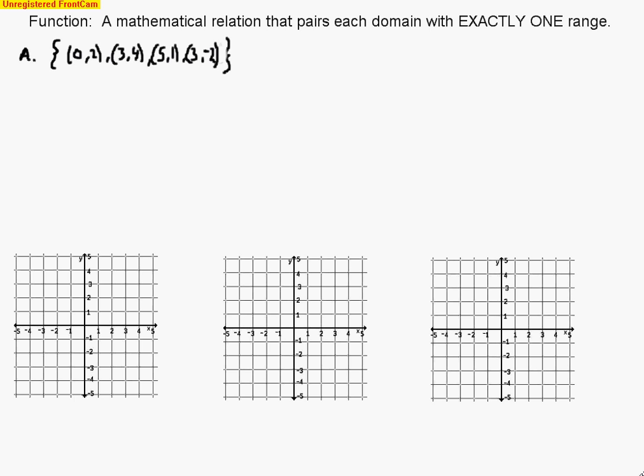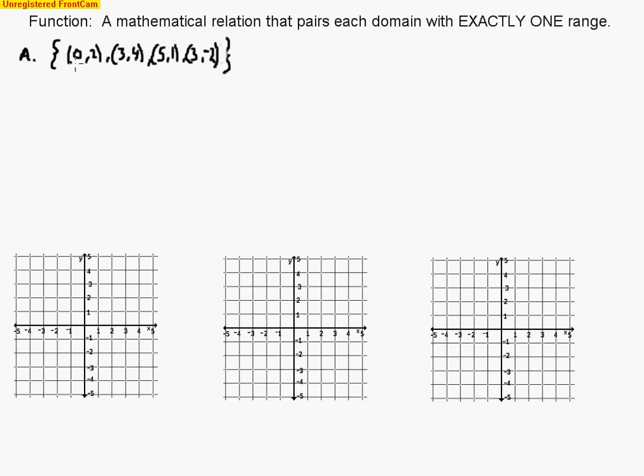Again, they're going to ask for the domains and the ranges and then to state whether it's a function. So let's take a look at this first one. We've got a series of ordered pairs. And one of those ordered pairs is (0, 2). The others are (3, 4), (5, 1), (3, -2).